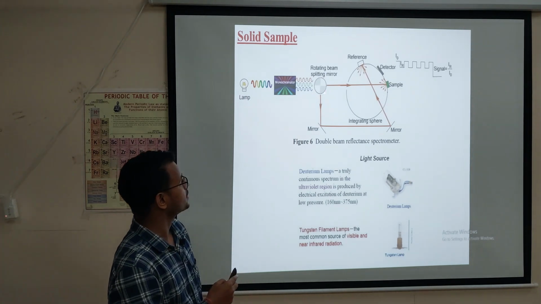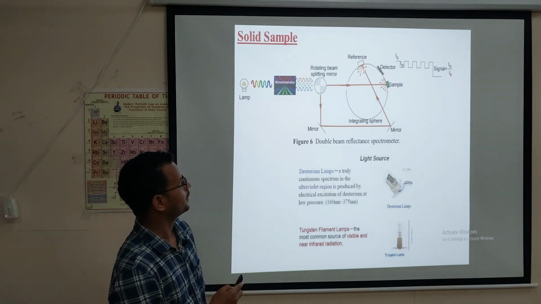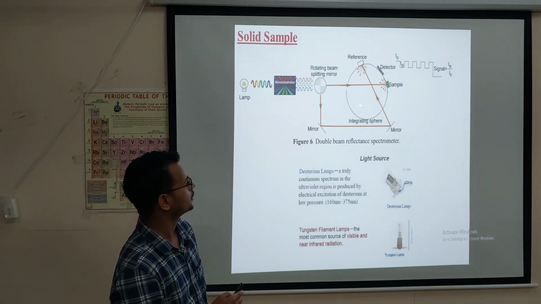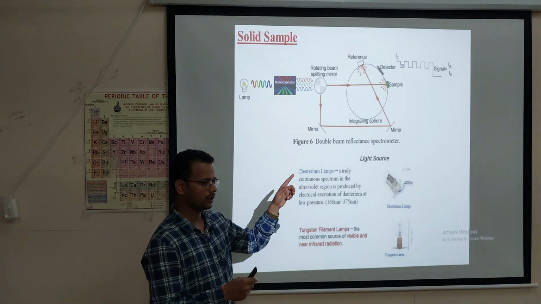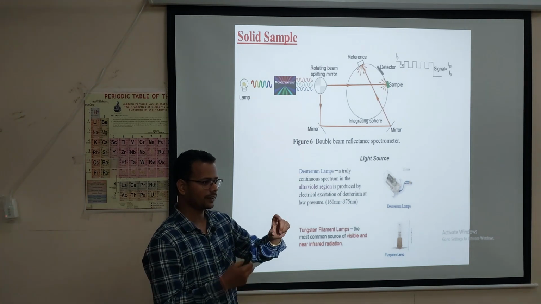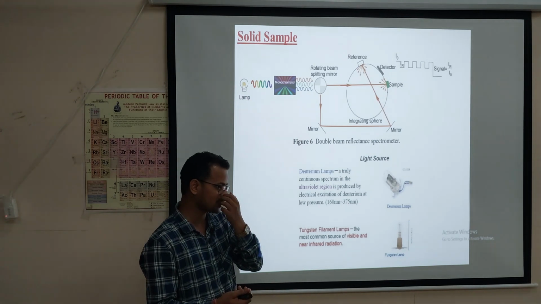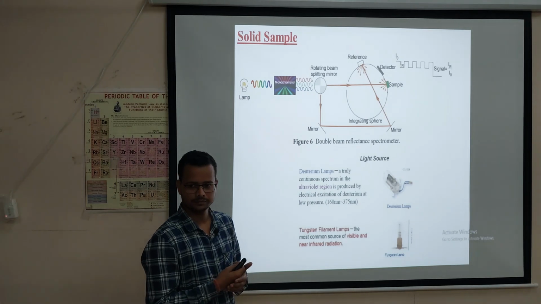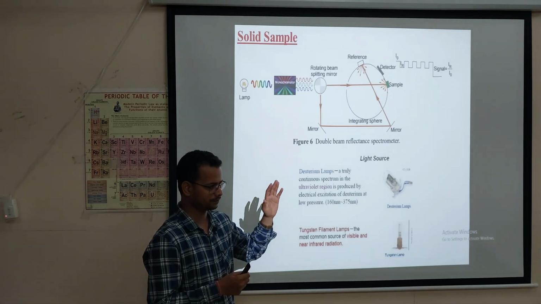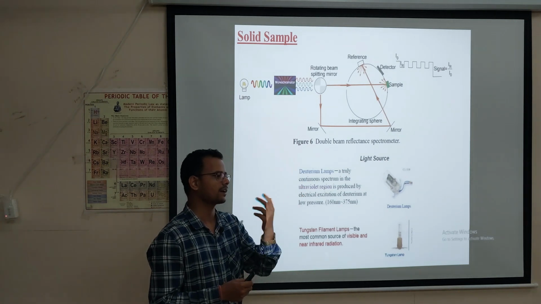So the same principle happens here. It is a rotating mirror. There is a sample and a reference. This is a detector. What I have told you: one beam goes to the sample, one to the reference, the detector detects both lights, then it can calculate the concentration or which type of graph that will show. Okay. So in solid sample analysis, we can get a graph.